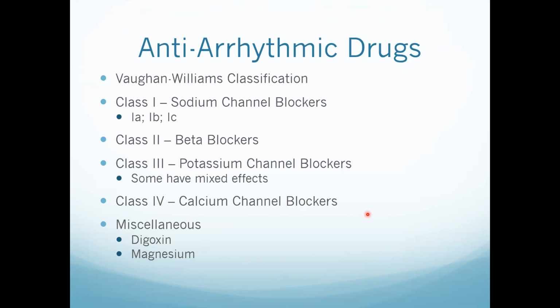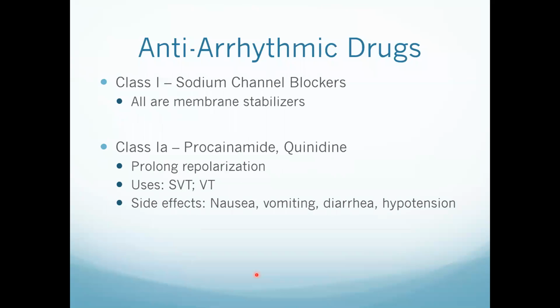So the breakdown of the antiarrhythmic drugs is the traditional Vaughan-Williams classification. Class 1 are our sodium channel blockers, which are broken down into 1A, 1B, 1C. Class 2 are our beta blockers, class 3 are our potassium channel blockers, and some potassium channel blockers will have effects of other classes. And then we've got class 4, the calcium channel blockers. We also have a miscellaneous category where we have digoxin and magnesium, which don't fit nicely into any of the classes, but will sometimes get used for antiarrhythmic purposes.